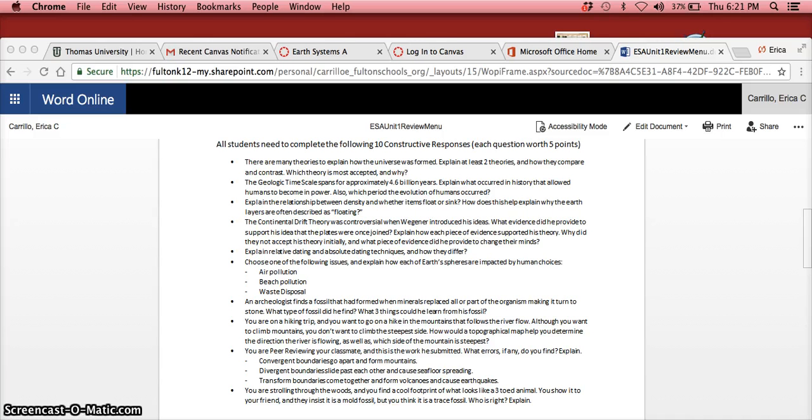Trace fossils are the activities of organisms, like footprints. So your friend is wrong and you're correct. It is a trace fossil. And that's the reason, because it shows it's a footprint, which is an example of an activity that animals do. So it's going to have a little footprint.